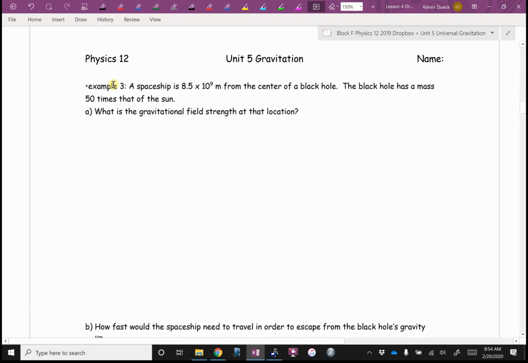A spaceship is 8.5 times 10 to the 9th meters from the center of a black hole. The black hole has a mass of 50 times that of the sun. Find the gravitational field strength. Cool. Nice. Chad, what's this question asking me to find? What's my equation for gravitational field strength?